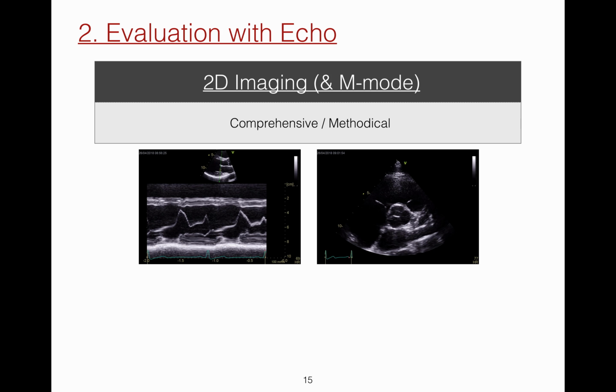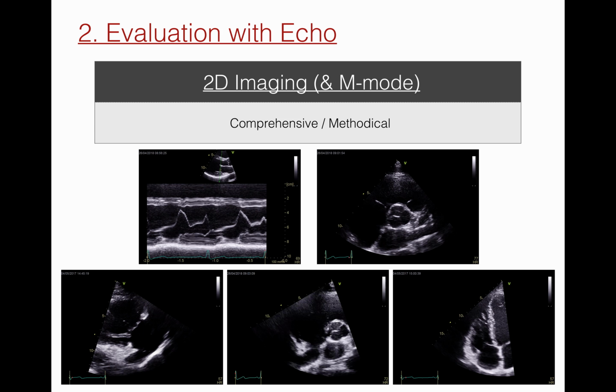With 2D, the number of aortic valve cusps can almost always be determined. And using multiple 2D images, all three tricuspid valve leaflets can be examined.